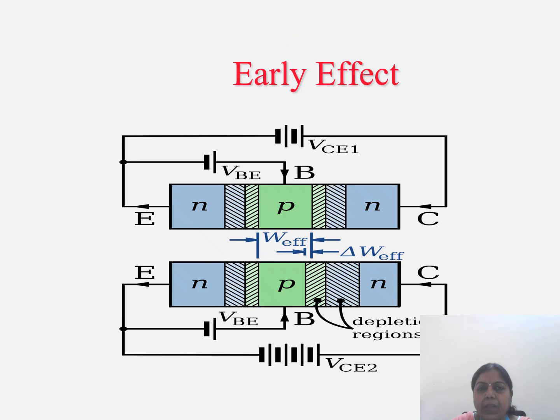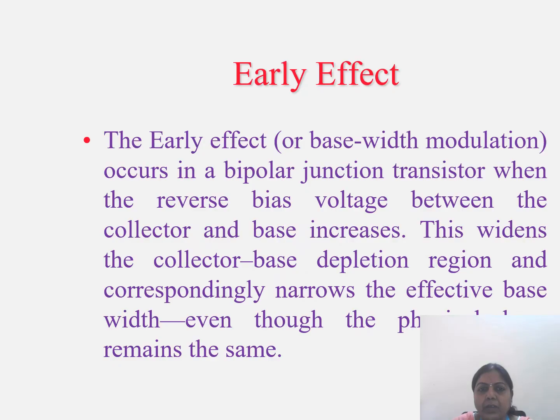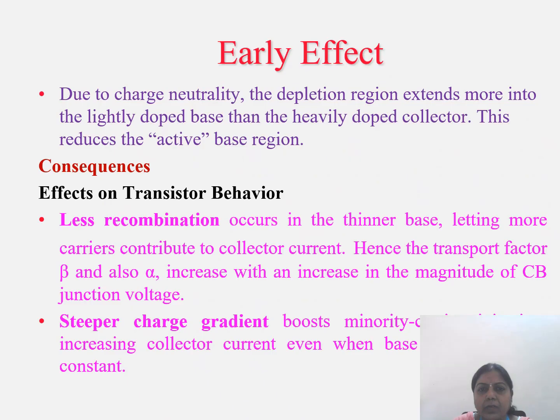Generally in common base configuration, the early effect will occur when the reverse bias increases. The electrical base width of the base region will be reduced. That we can call the early effect, or otherwise we can call it base width modulation. The consequence of the early effect is less recombination and a steeper charge gradient.